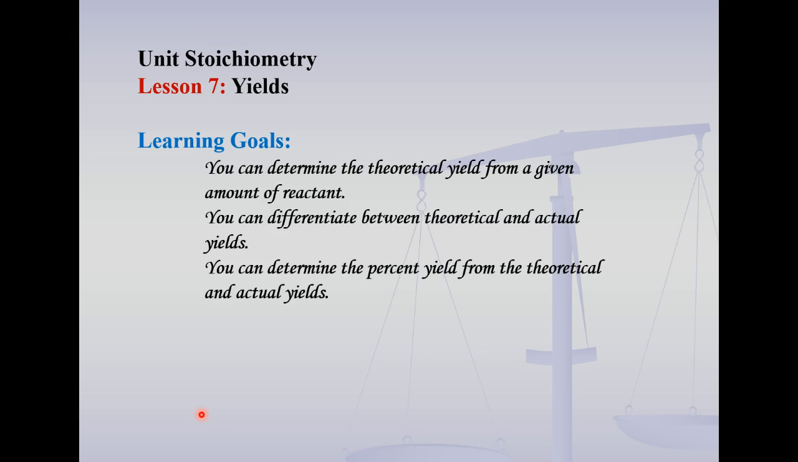And so your learning goals are, by the time you're done, you will be able to determine the theoretical yield from a given amount of reactant. You'll be able to differentiate between theoretical and actual yields, and then you'll be able to determine the percent yield from the theoretical and actual yields.